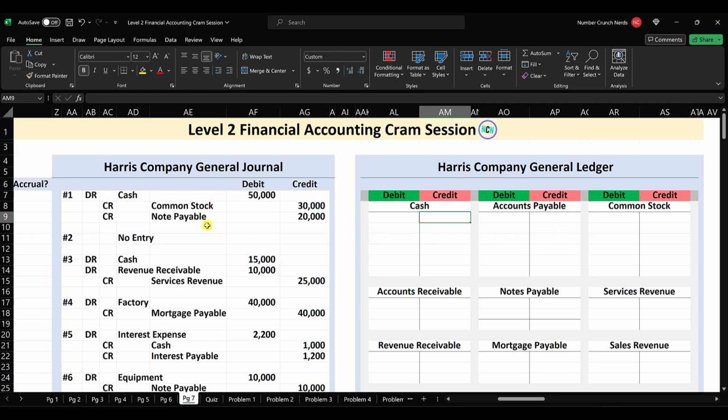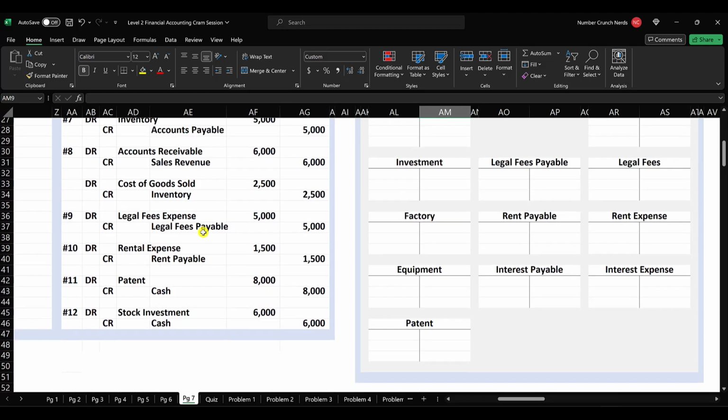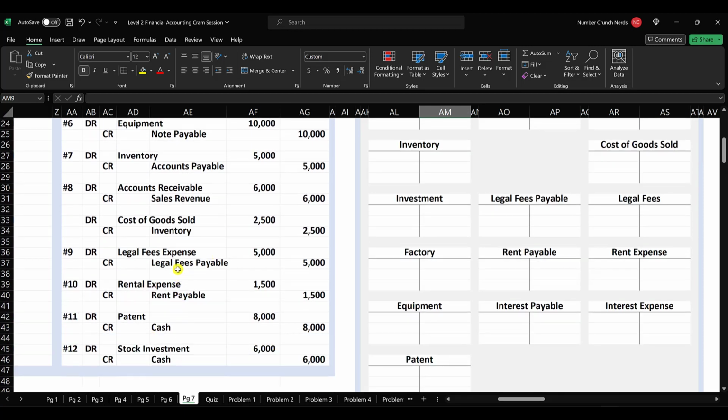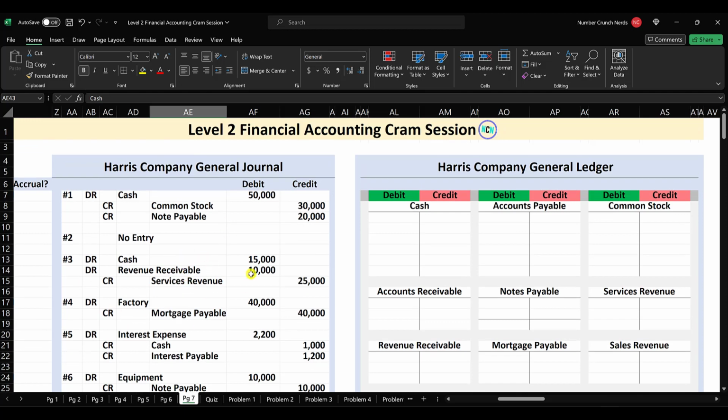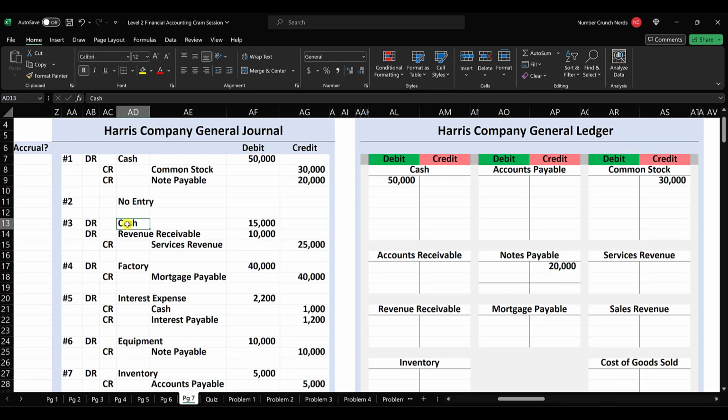Right here in the general journal format, it's very hard to see what's going on because each journal entry could have multiple hits to the same account. Here you have a cash hit, here you have a cash. There's a lot going on here. Very hard to summarize. So the next step is to put it in the general ledger. The process of doing this is very simple. You just go through and find the different accounts. I'm going to put debit to cash right there. Common stock is a credit of $30,000. Note payable is a credit of $20,000. Number 2 was no entry. Number 3, we have a debit to cash for $15,000.